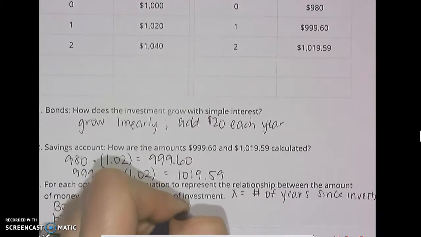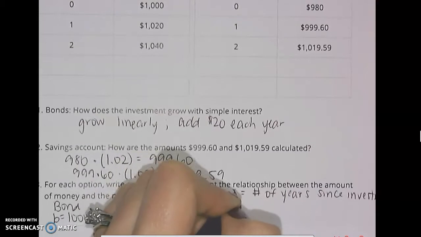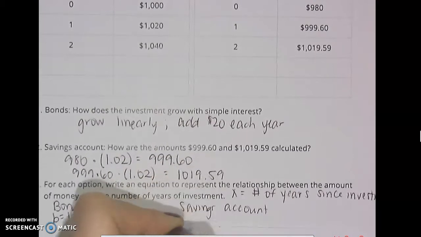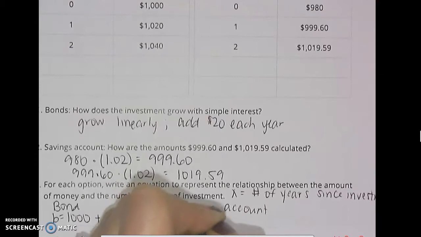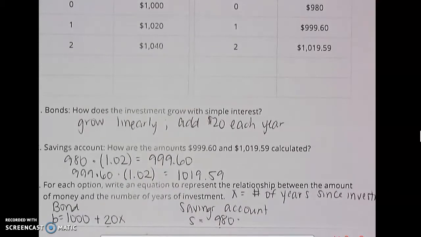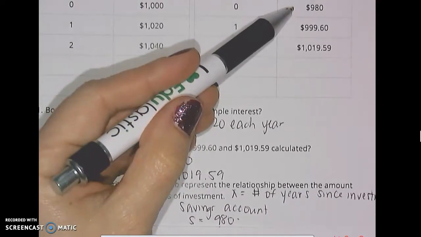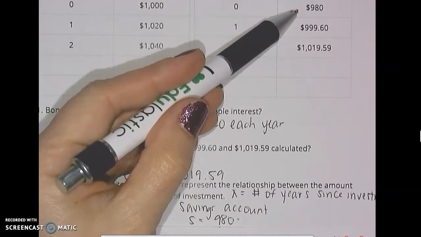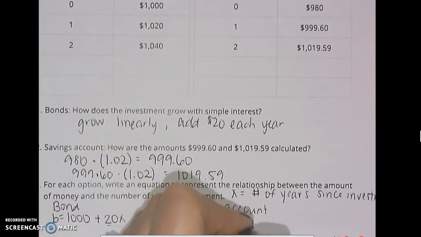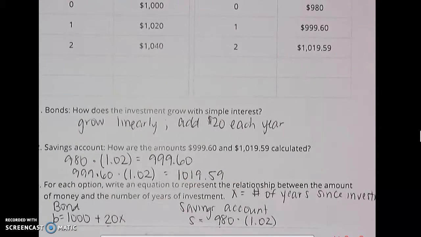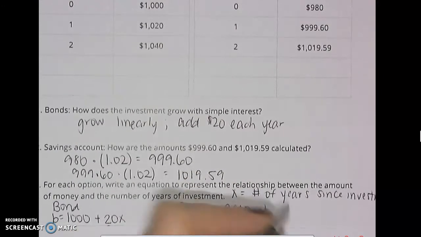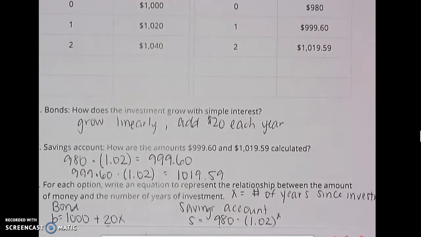Okay. For the savings account, let's call that S. We start off with $980. Remember, they take $20 out that was our fee to open the account. That's why we're starting with $980. And then every single year we get 2%. So 1.02 is our growth factor, to the x power.